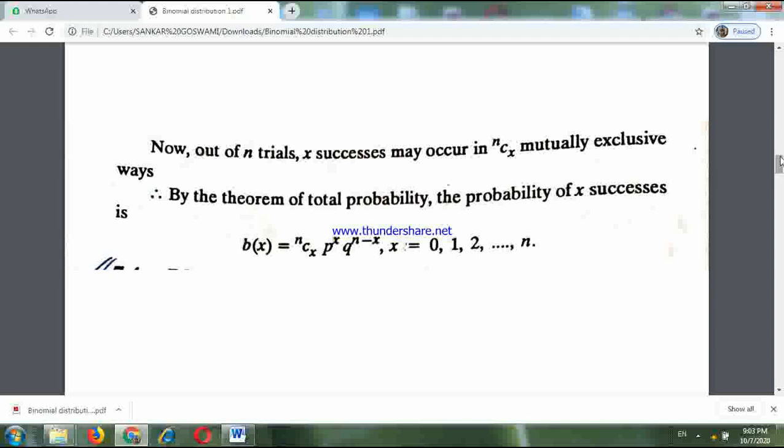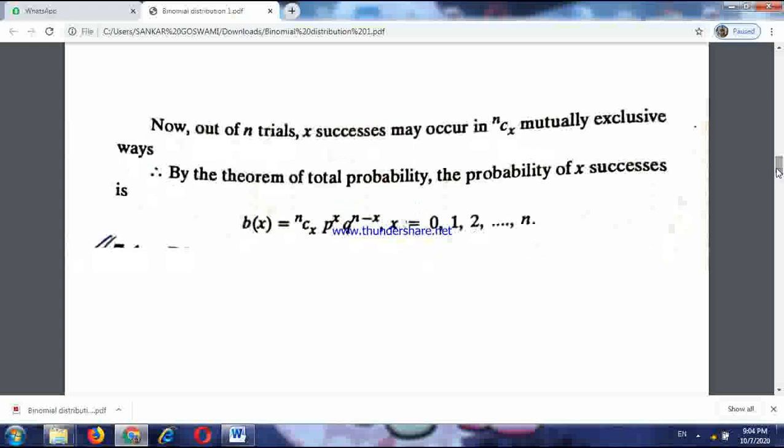Now to find out the required probability, we sum up all these possibilities. That means P(A union B union C) in this way equals P(A) plus P(B) plus P(C) in this way. Now when we sum up all this, we shall get P(X). Here it's written P(x), just make it correct. P(x) equals nCx p to the power x q to the power n minus x. And here the possible values of x are 0, 1, 2 up to n. I already explained.